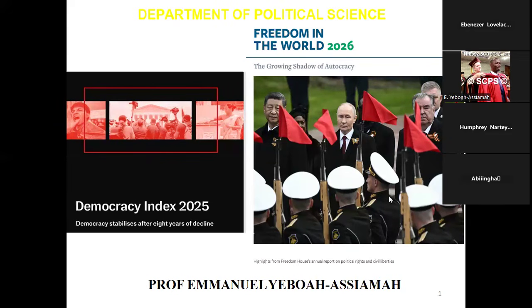We will use the Democracy Index. The latest report is the 2025 report, which was issued some few months ago in 2026. We will use that one. We will also use the Freedom House report, that is Freedom in the World 2026. We will use that to delineate which countries are more democratic than the others. All right.